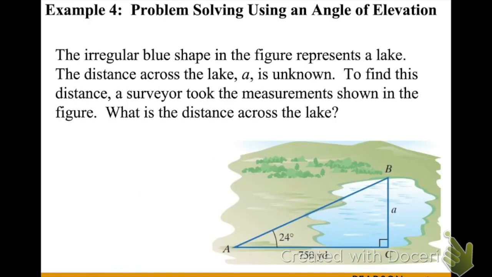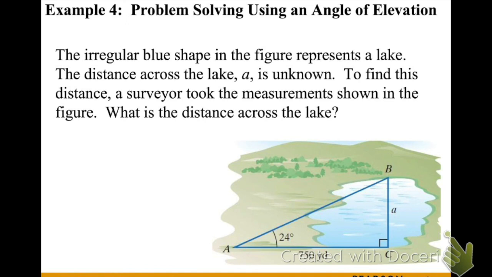The irregular blue shape in the figure represents a lake. The distance across the lake, A, is unknown. To find this distance, a surveyor took the measurements shown in the figure. What is the distance across the lake? If you've ever seen someone standing on the side of a road with a tripod and looking through almost like a camera type thing, that's called a surveyor. So there's someone who, in this case, might need to find the distance across this lake.